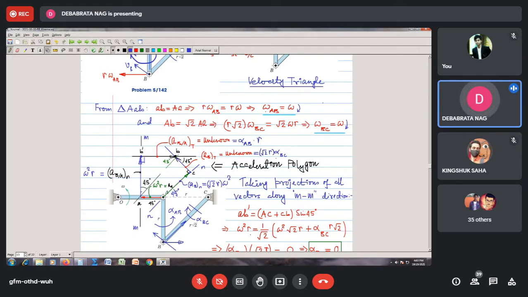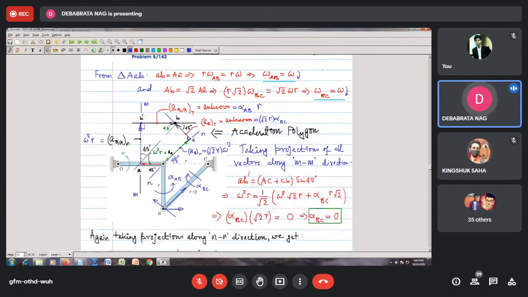If you now put all the values, it is simple to understand that alpha BC turns out to be 0. By mere chance it is noted that alpha BC is equal to 0. It does not mean that since omega is constant, that's why it is 0. It is not like that. So alpha BC turns out to be 0 here.